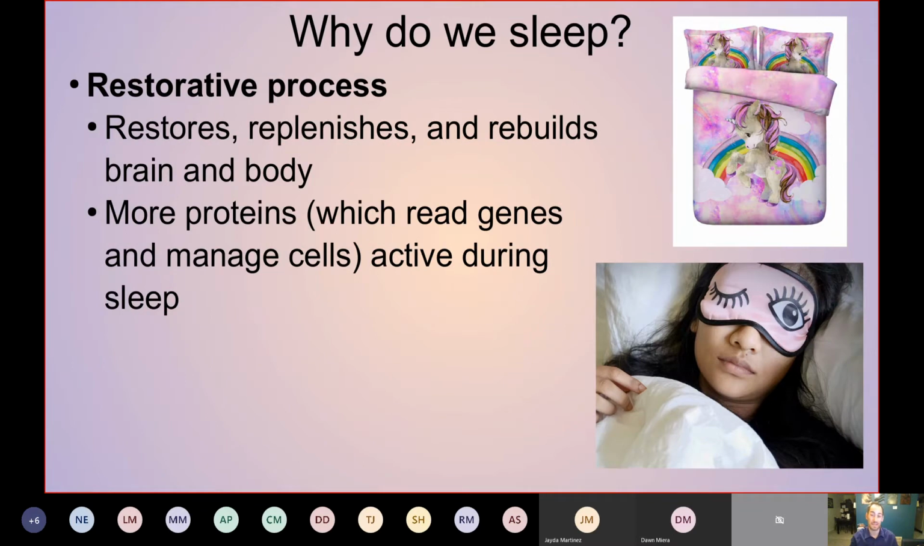One other hypothesis is that sleep might be a restorative process that restores, replenishes, and rebuilds the brain and body. So one piece of evidence we do have for this one is that more proteins, which are those things that then read the genes and manage cells, are more active during sleep. So it seems like that helps with things like memory storage and retrieval and encoding. That helps with healing, for example. So sleep can literally help you get better quicker for a lot of things. So a lot of the activity that proteins do is more active at night. So it seems to be very useful for your body in that way.